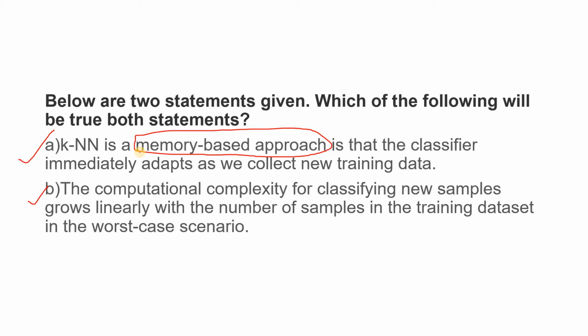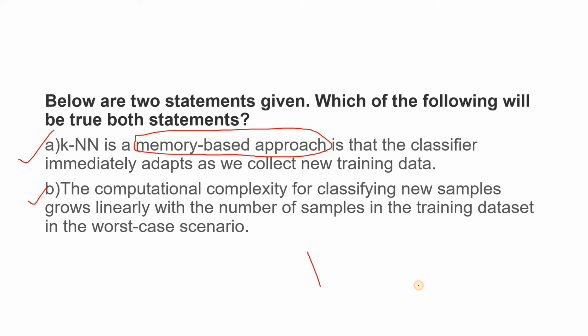Whenever a new data point comes, at that time it tries to calculate distance with respect to all other data points and takes the nearest k values. For classification it applies majority voting, for regression it applies mean or median. So that means it is a memory based approach. It just stores the training data as it is in memory, never computes anything. So that's why it is called a memory based approach.